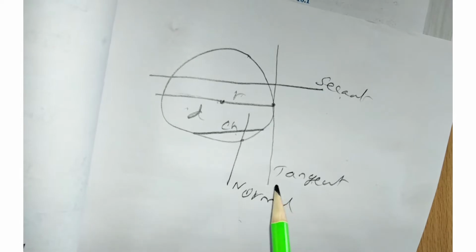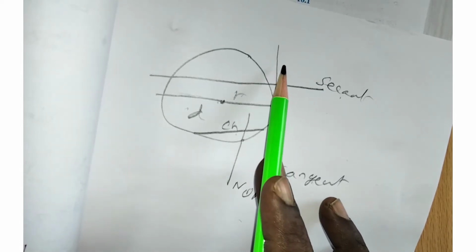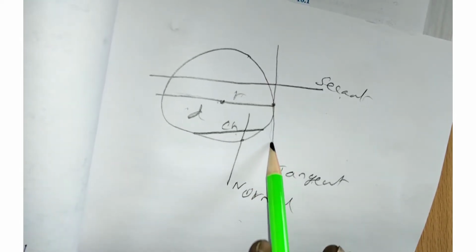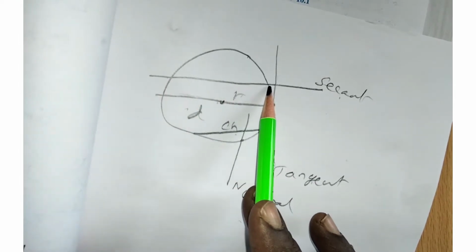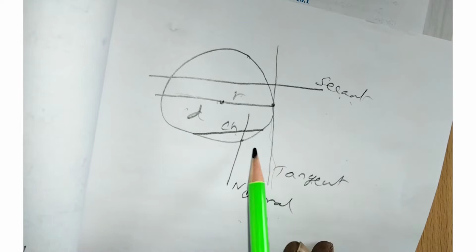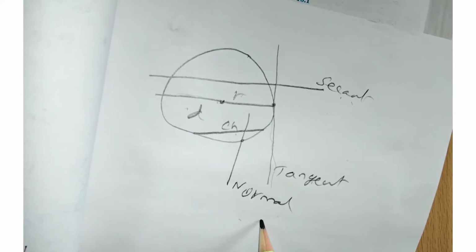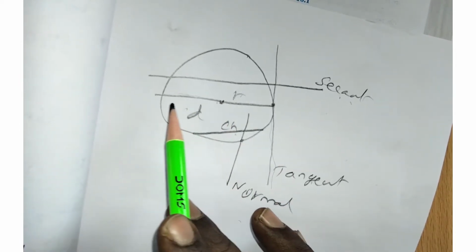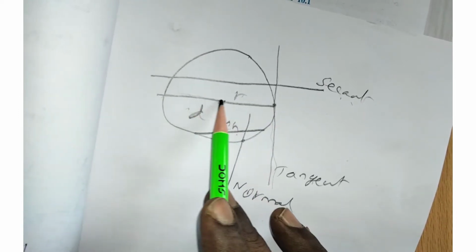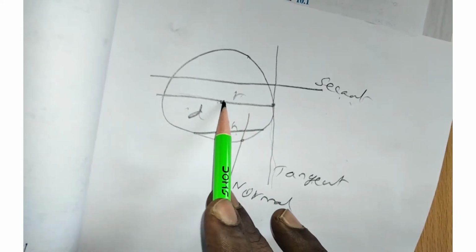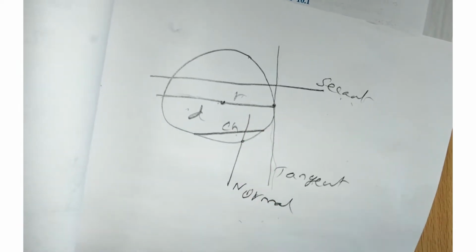Okay, so any line that touches any one particular point on the circle is called a tangent. A line that passes through 2 points of the circle is called a secant. Passing through 1 point is called a normal. Then the line that passes through the center and touches two surface points of the circle is called a diameter. So center to surface, any one, that is called the radius.